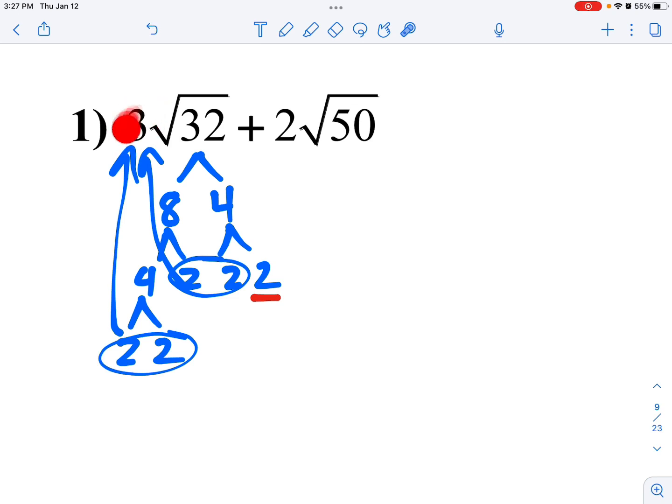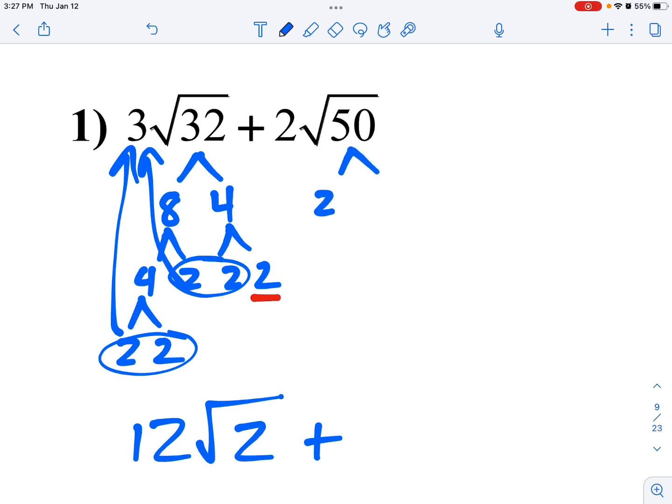So the 3 that's already here gets multiplied by this 2 and this 2. So 2 times 2 is 4 times 3 is 12. And then remember, this guy that didn't get circled has to stay in. I'm going to bring down the plus sign, and I'm going to break down the 50. 50 is 25 and 2. Yes, you could also use 5 and 10 and just keep breaking it down. You'll get the same answer either way. 25 is 5 and 5.